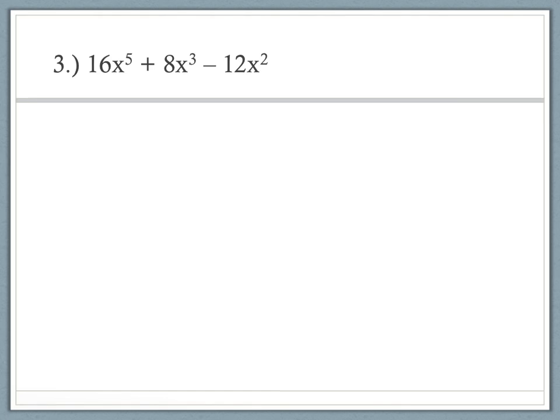Okay, now I added another term. That's okay. We're going to do the same exact process. We still have to figure out what the GCF is. So I have 16, 8, and 12.